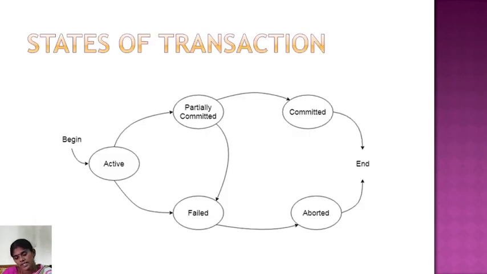And what are the states of transactions? First I have the active state. This is the beginning operation. Second one, partially committed, that is, one transaction is completed but the other is in process. If the second is not committed, it will be failed, so it cannot go to the consistent state. If the second transaction is also completed, then it goes to the committed state.